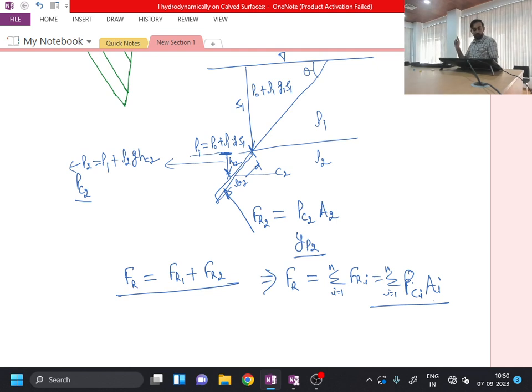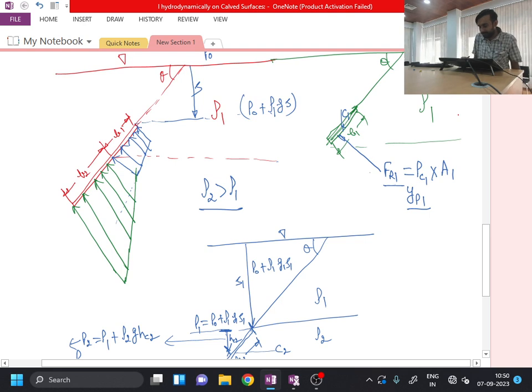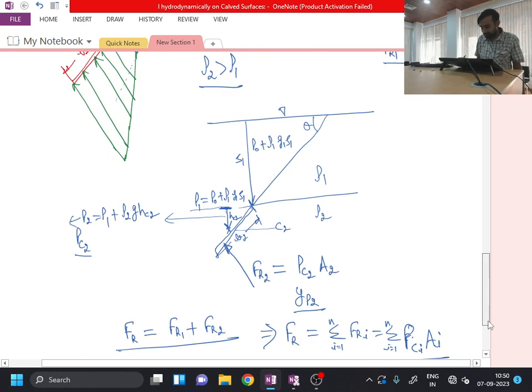Okay, now one more point is remaining. We have determined the magnitude of individual Fr1 and Fr2, and we have taken its help to calculate the net resultant force Fr. Okay, but how is this net resultant force Fr acting, or in other words, what is its line of action or center of pressure? So how to determine that?